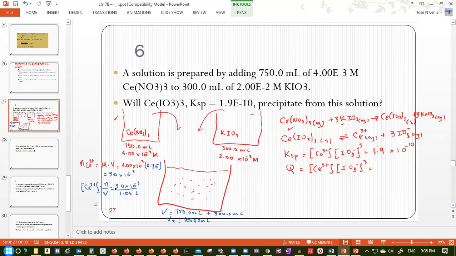So that concentration is 3.0 times 10 to the negative 3 divided by 1.05. And that is 2.86 times 10 to the negative 3. Okay, we find the concentration of cerium here, the initial concentration, using the final volume. So that's the new concentration.